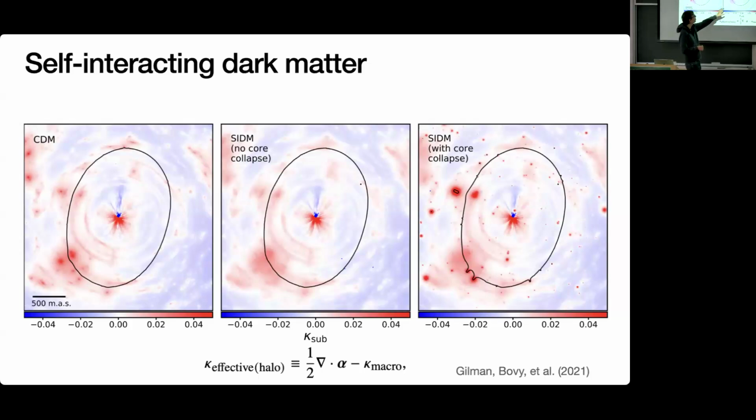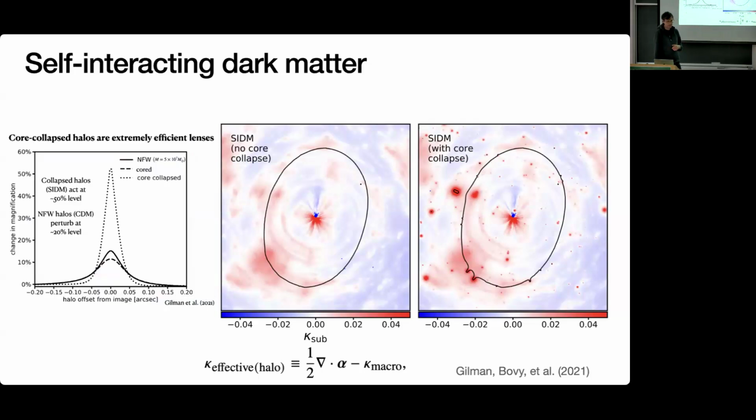Whereas in SIDM models, if there's no core collapse and you just form cores themselves, it's very similar to what you expect in CDM. But if you have core collapse halos, where the radial structure is strongly different, then you start having very strong effects on the critical curve, and so very strong lensing effects. And so you could potentially see this. SIDM collapsed halos give you much stronger magnifications by a factor of a few.